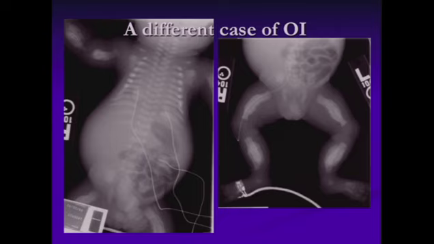Here's a different case of osteogenesis imperfecta, and again, you can see that this fetus, then neonate, did not survive. We're not seeing aeration in the lungs. The bones are all broken. The ribs are broken, multiple fractures seen in the long bones that are very deformed.